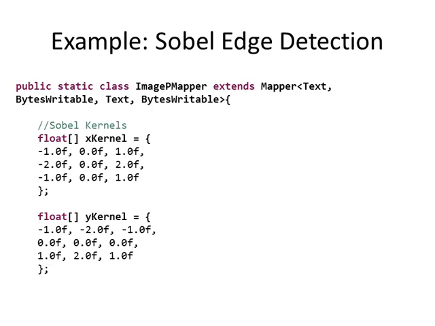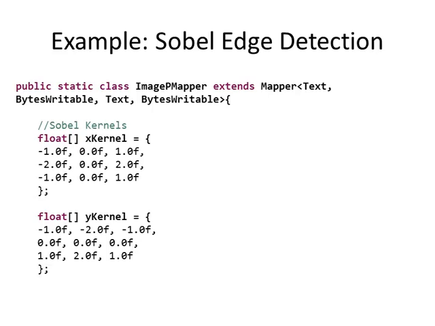As an example, we can look at the Sobel edge detection algorithm as implemented in Hadoop MapReduce. Since this is a map-only application, we will only present the map class as shown on screen. The map class is declared as image_p_mapper. It expects input in the form of text, bytes writable, where text corresponds to the name of the file and bytes writable is the binary contents of the file. The map outputs are the same as the map inputs.